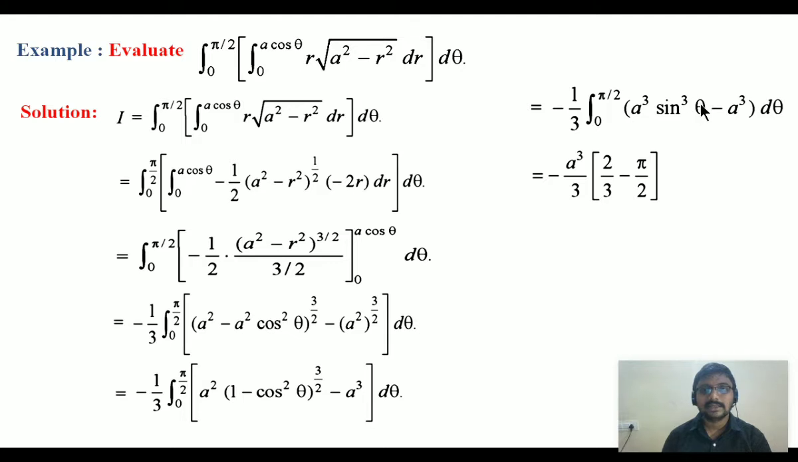The second integral result will be: integral 1 dθ is θ, substituting upper limit as π/2 and then lower limit as 0. So we'll get π/2 as the second result. Second term result is π/2. On simplifying, taking the LCM, it is the required result.